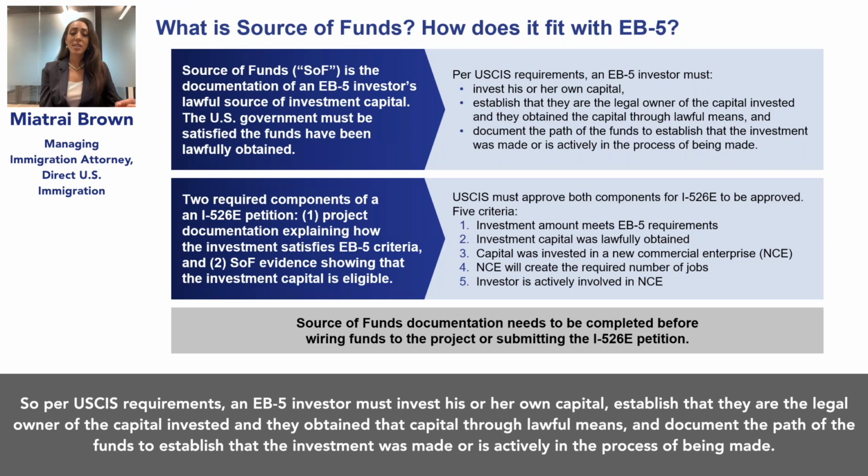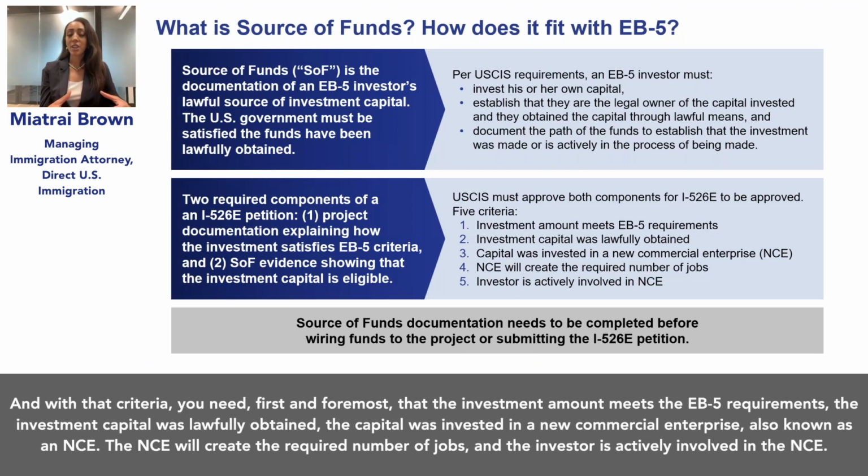So per USCIS requirements, an EB-5 investor must invest his or her own capital, establish that they are the legal owner of the capital invested and that they obtained that capital through lawful means, and document the path of the funds to establish that the investment was made or is actively in the process of being made.